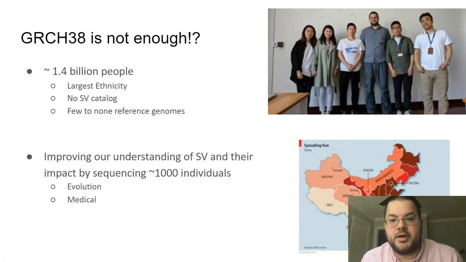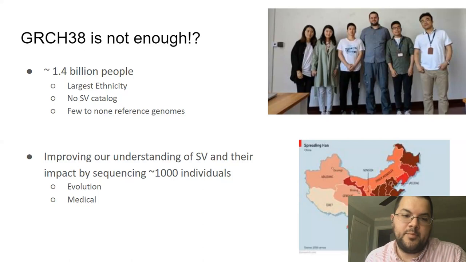And so it was clear that something had to be done, because the Han Chinese is one of our largest ethnicities. It's 1.4 billion people from this ethnicity alone. There is no clear structural variant catalog, and only a few high-quality non-reference genome assemblies are available to represent this population. And so we settled on this ambitious plan to sequence 1,000 individuals with long-read sequencing, to be able to study evolution and medical questions using this structural variant map across the genome.